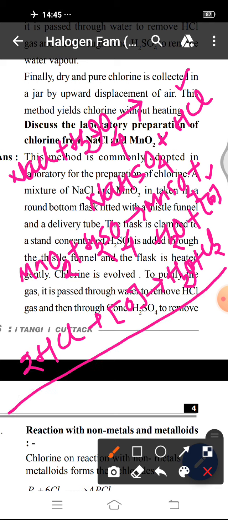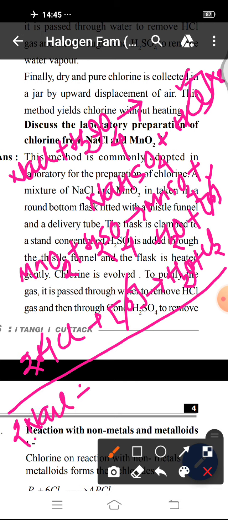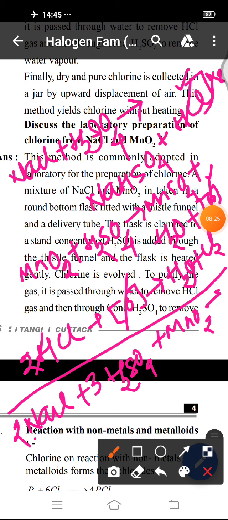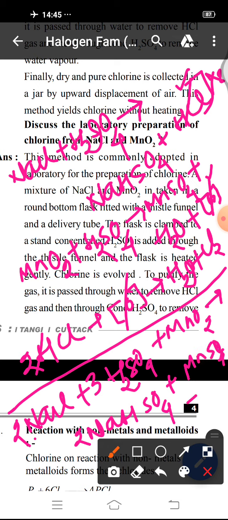So for the overall reaction, we cancel out HCl. In the first reaction we multiply by 2, then the 2HCl cancel out each other, the nascent oxygen cancels out, and the final equation becomes 2NaCl plus 3H2SO4 plus MnO2 give rise to 2NaHSO4 plus MnSO4 plus 2 water and chlorine.